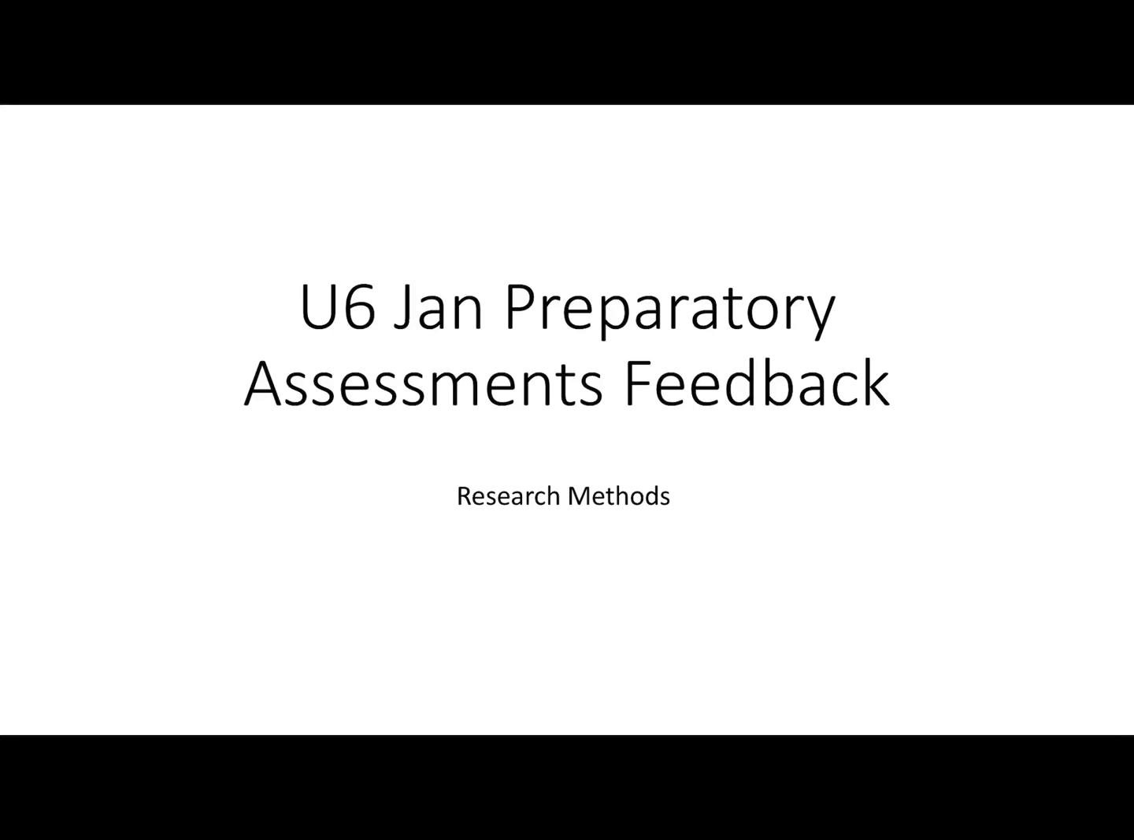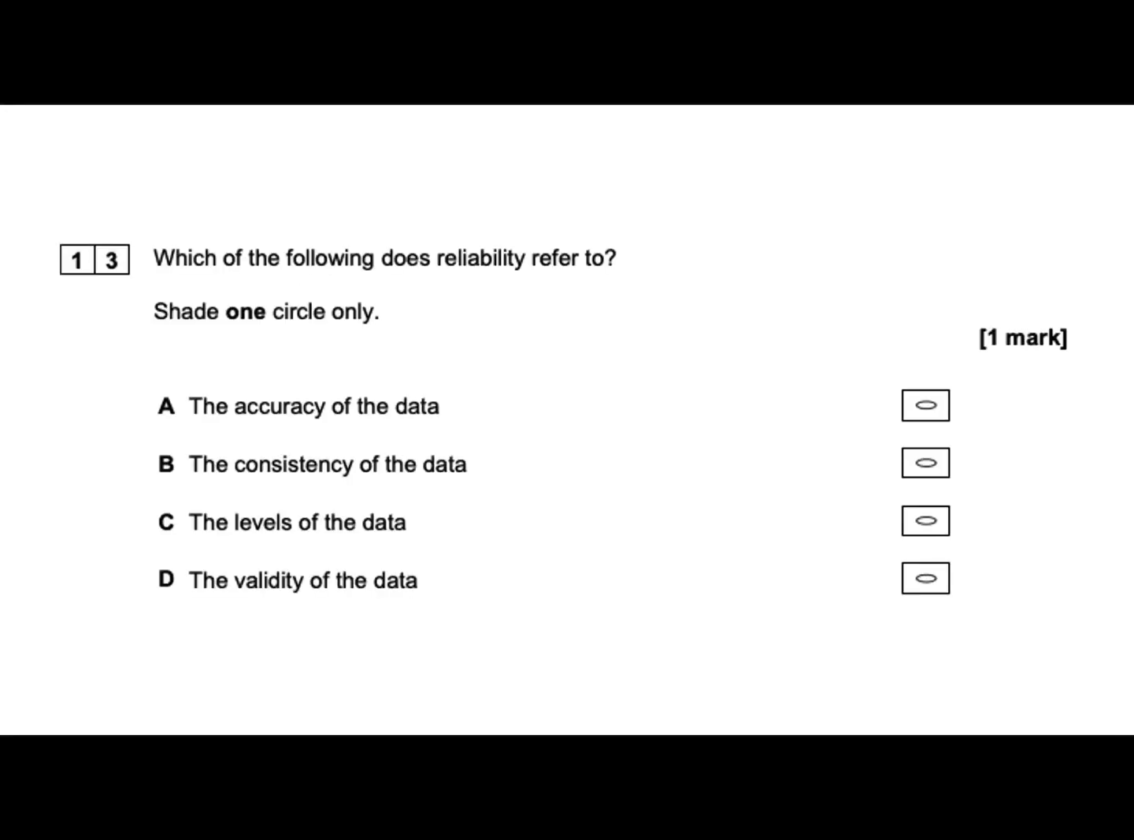Okay, in this video we're going to go through the research methods section of the January assessments, paper 2. So let's start off with question number 13. Which of the following does reliability refer to? Of course, the correct answer is B, consistency. The most common incorrect answer was A, accuracy, but of course when we talk about accuracy we're referring to validity. So consistency is reliability. Most of you got that one correct, which is good to see.